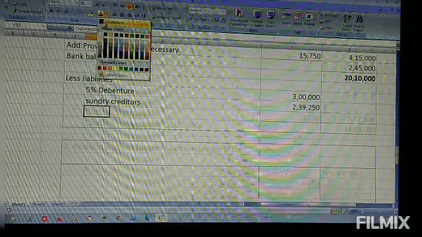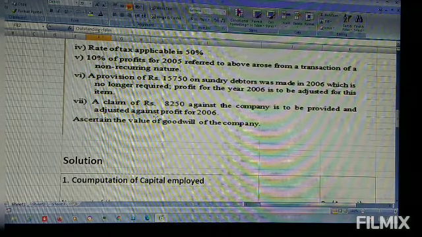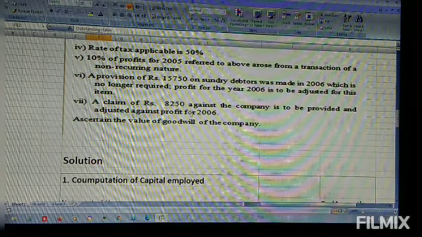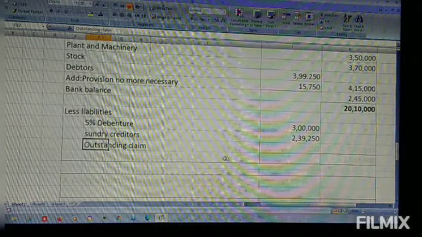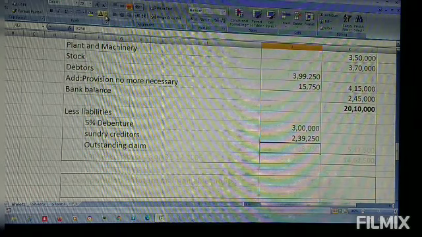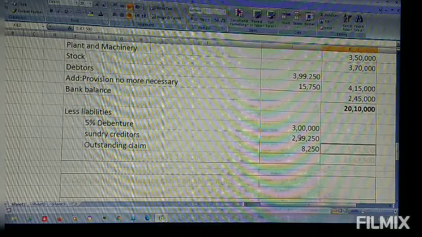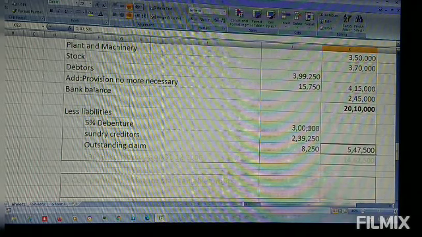Then there is an outstanding claim for 2006 that you have to consider. Last point, the sixth point: a claim of rupees 8,250 against the company is to be provided and adjusted against the profit for 2006. So it is 8,250 that we have to take. So if you total all three, how much will you get? You will get 5,47,500.